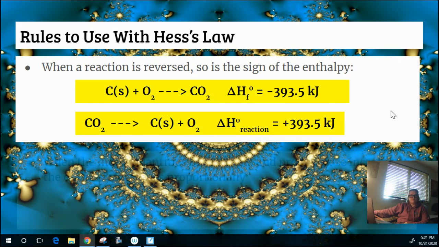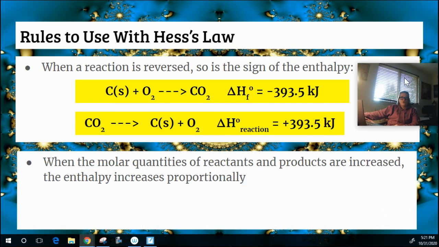Rule number 2. When molar quantities of reactants and products are increased, the enthalpy increases proportionally. I could also say when the molar quantities of reactants and products are decreased, the enthalpy also decreases proportionally. And let's see what we mean by that.